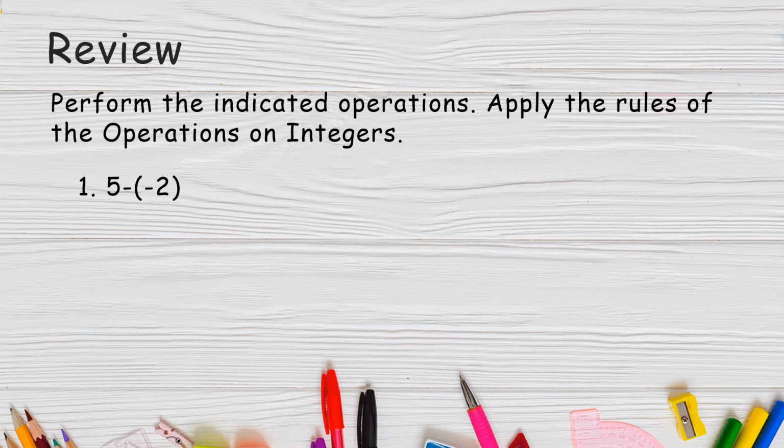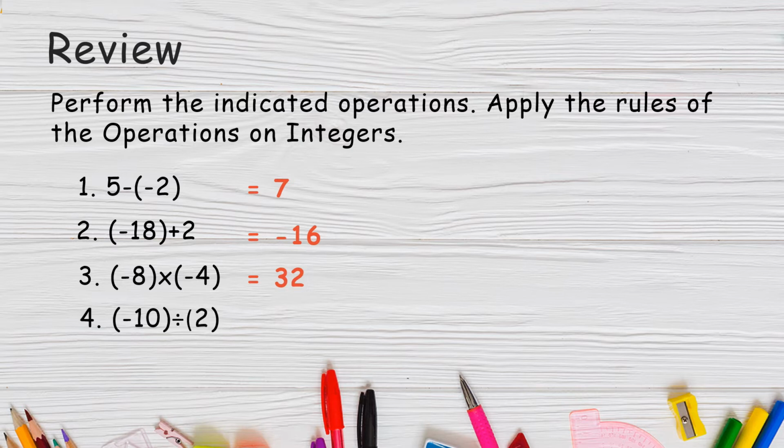5 minus negative 2 is equal to 7. Number 2, negative 18 plus 2 is equal to negative 16. Number 3, negative 8 multiplied by negative 4, we have 32. Number 4, negative 10 divided by 2 is equal to negative 5. And last, 25 minus negative 40 is equal to 65. I hope that you got the correct answers.